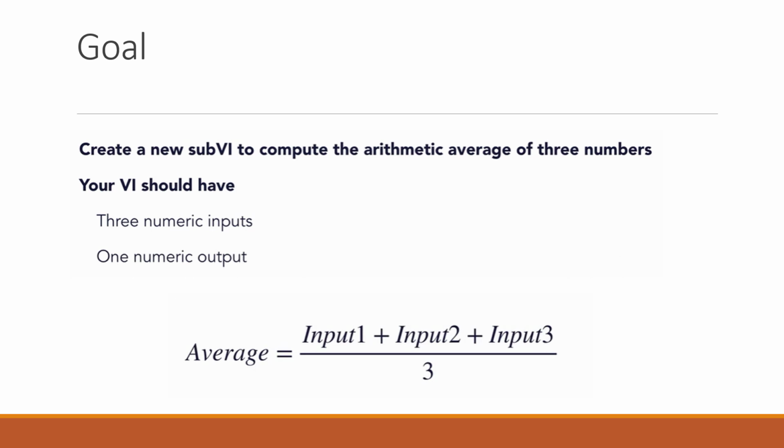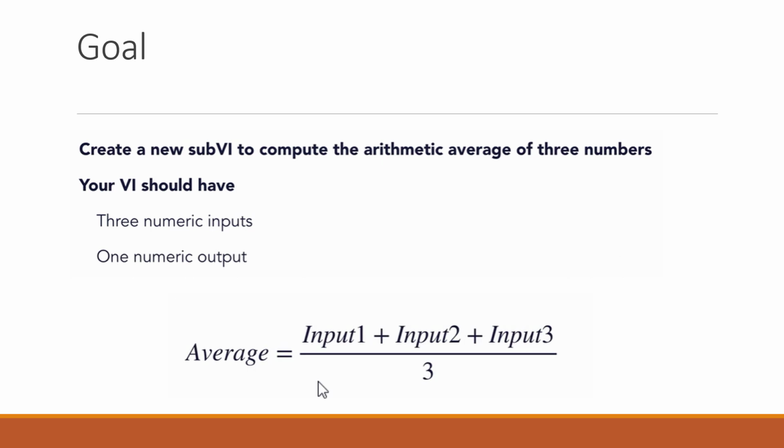So what is the goal or what is the challenge is you need to create a new sub VI to compute the arithmetic average of three different numbers. So at the end of the task you should have one sub VI, and in which you can use three numeric inputs and you can use one numeric output. And then you need to take an average.